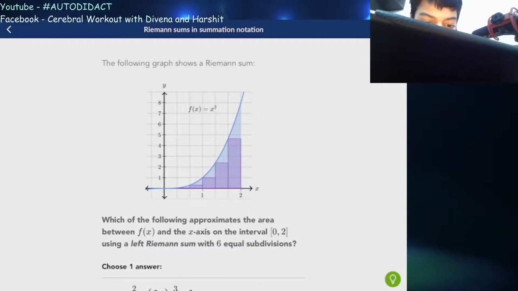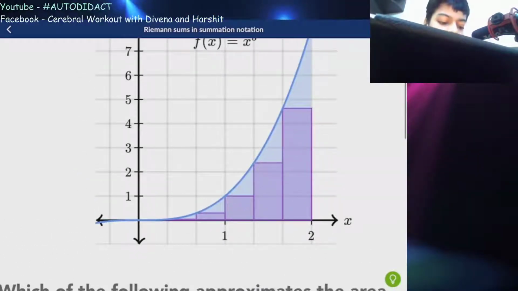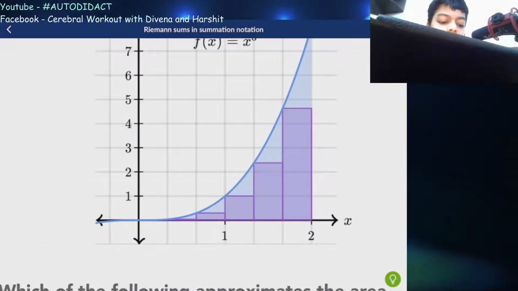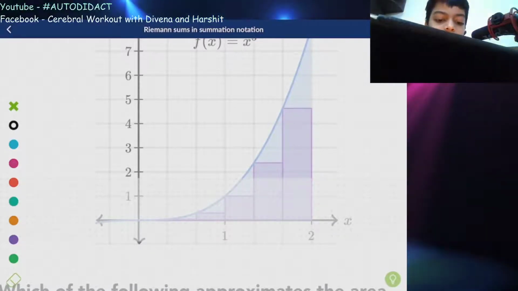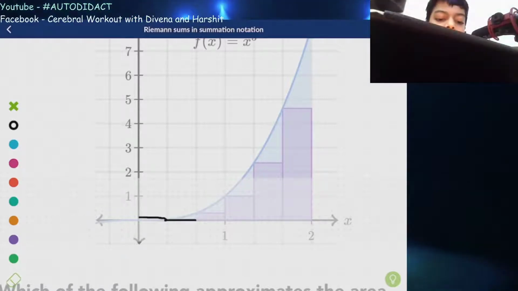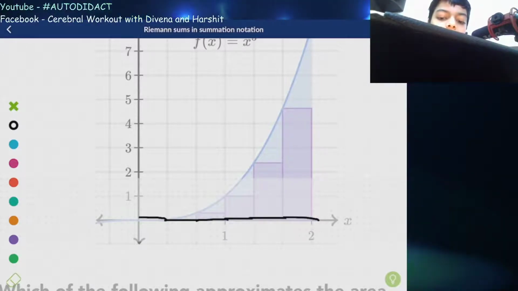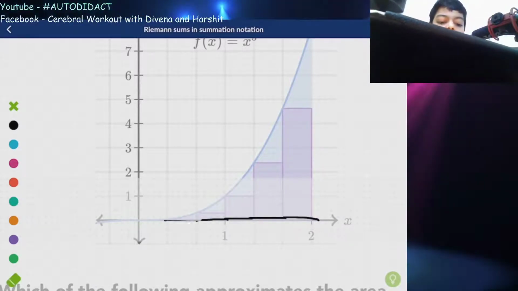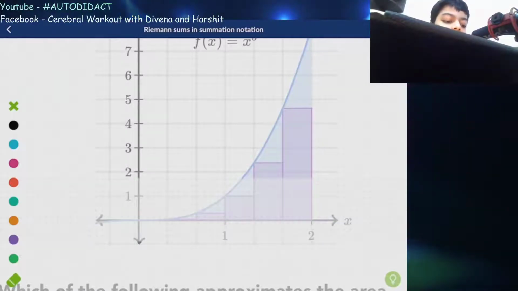Let's just see one more time. Let's zoom in and see. Let's say this part is equal to 1/3, this will be 2/3, this will be 3/3 or 1, correct. This will be 4/3, 5/3, 6/3, which is also equal to 2. So the equal spacing, or delta x, is equal to 1/3.